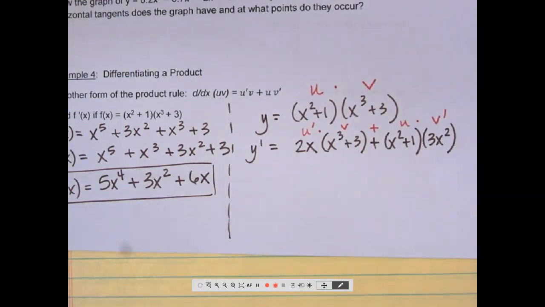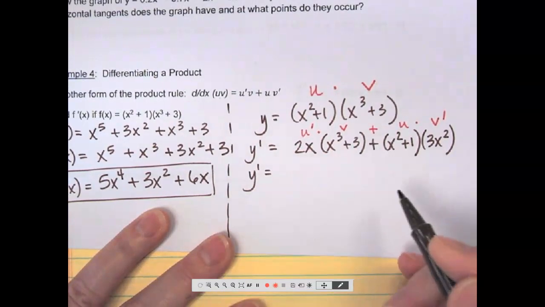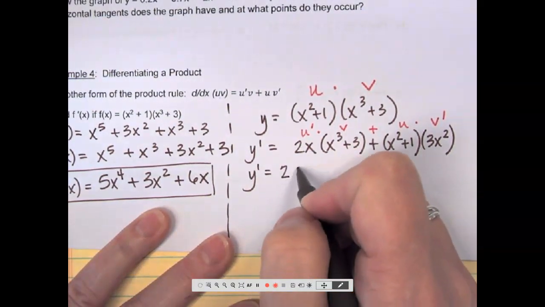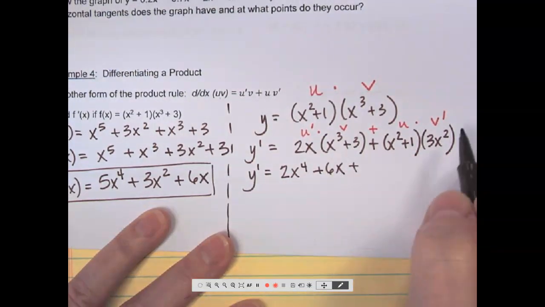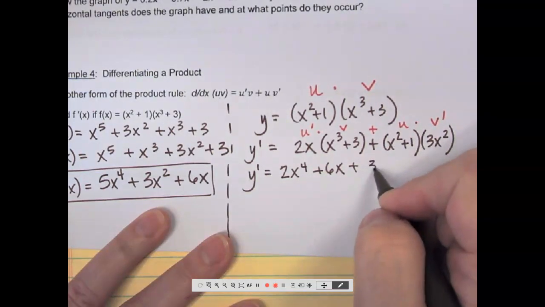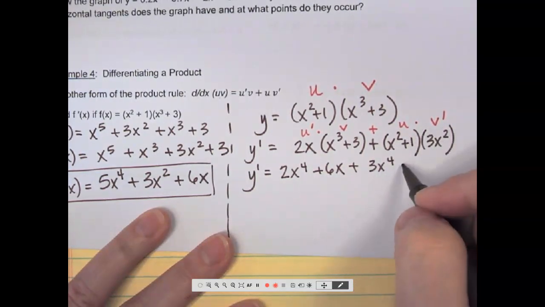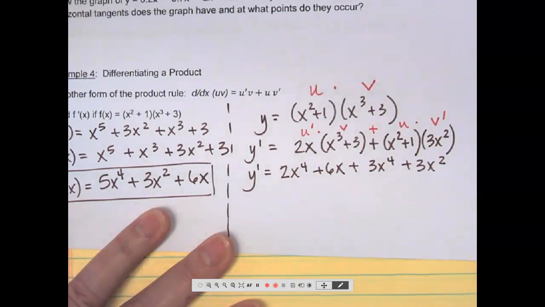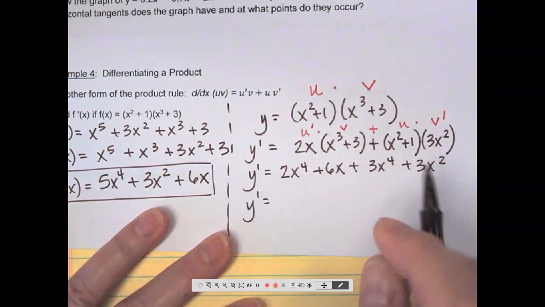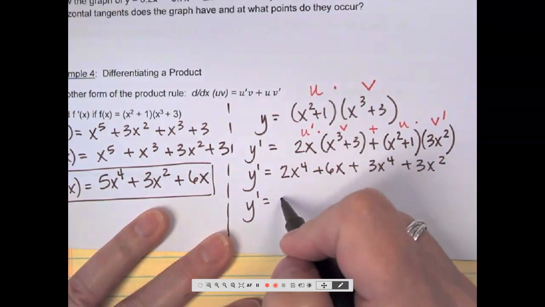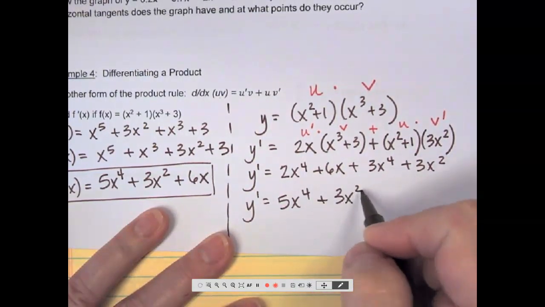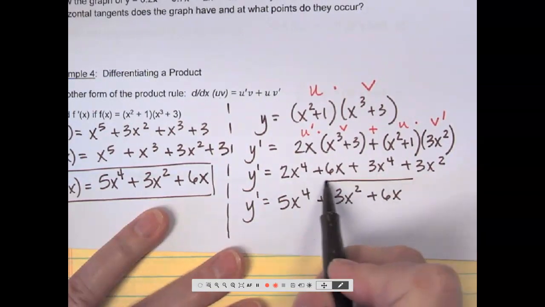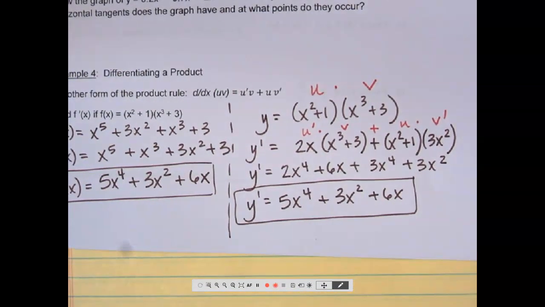Now from here, I'm going to multiply, distribute, and see if I have any like terms to add up. So that's 2x to the 4 plus 6x plus 3x to the 4 plus 3x squared. And looking for like terms, I have 2x to the 4, 3x to the 4 is 5x to the 4. Then I have a 3x squared. And then I have a 6x. And you can see that we did get the same thing as we got over there to the left.